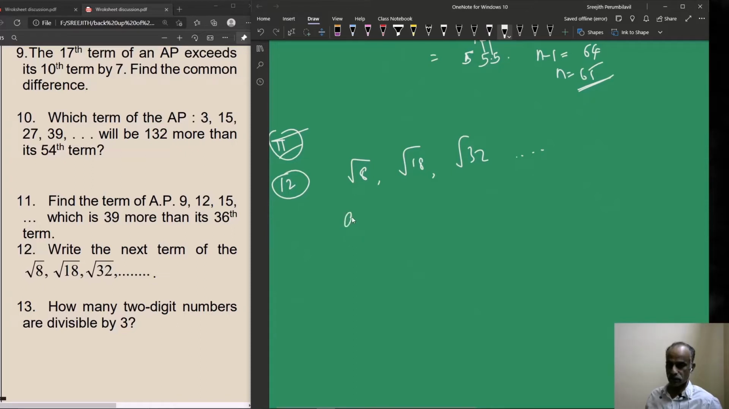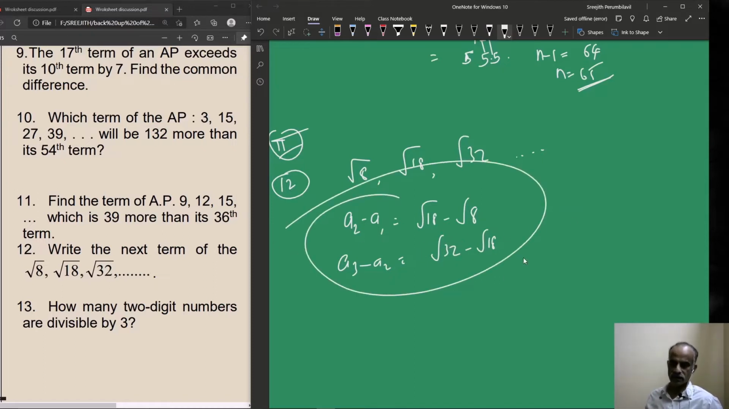Let us find A2 minus A1. A2 minus A1 is equal to root 18 minus root 8. Nothing can be done. A3 minus A2 is equal to root 32 minus root 18. Nothing can be done. We don't know the D. Then how can we find the next term? So here we go. We will split it up.